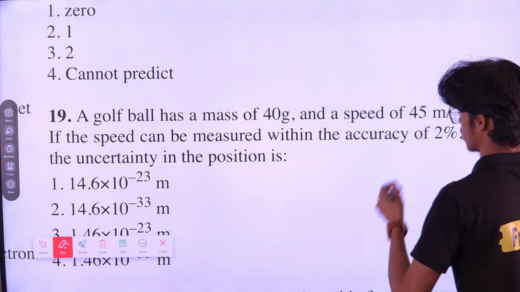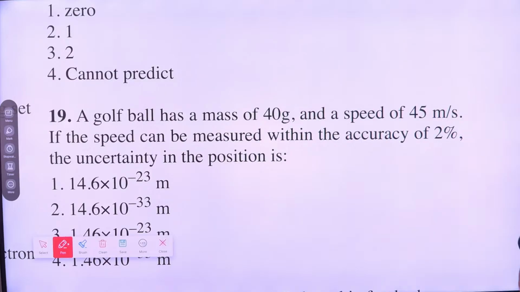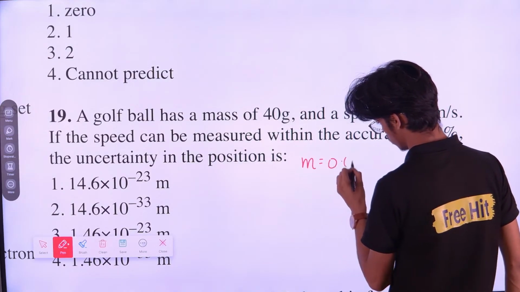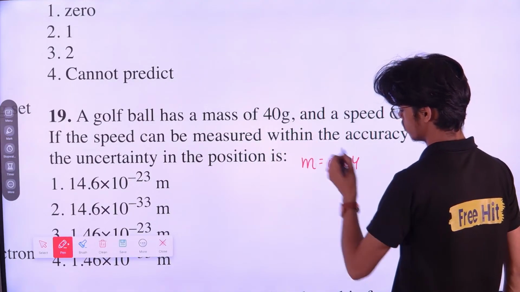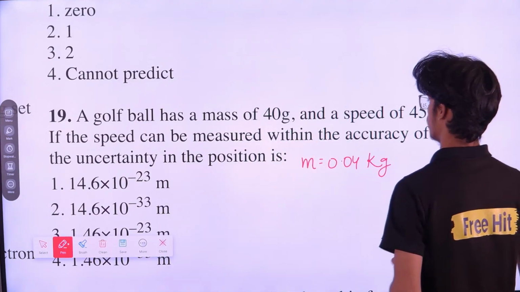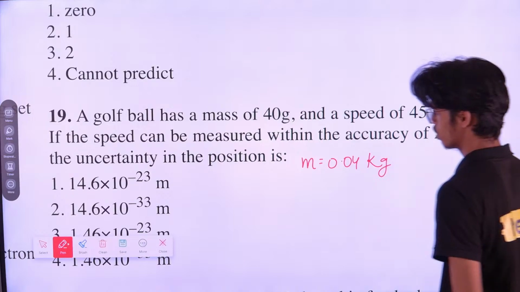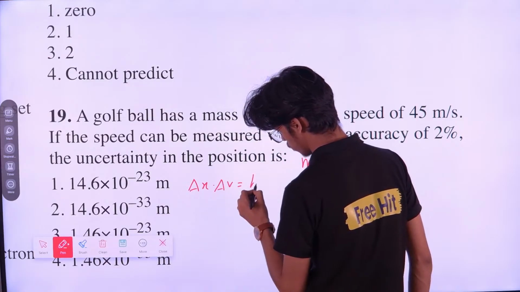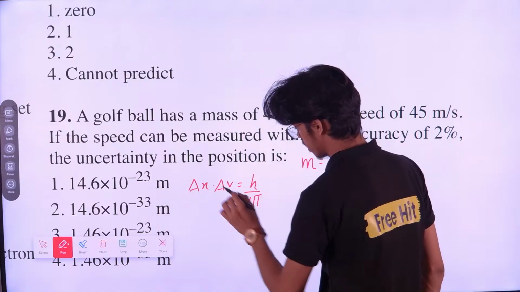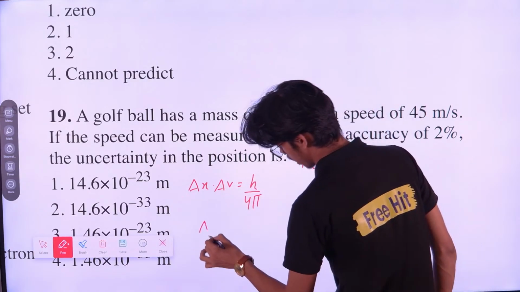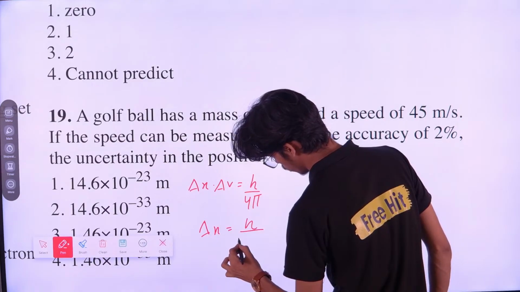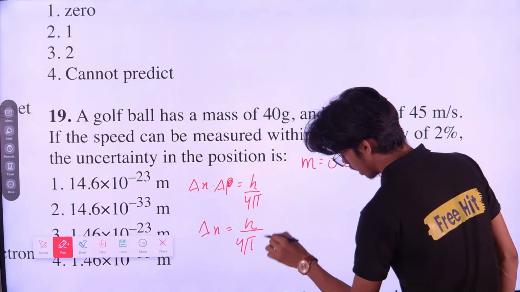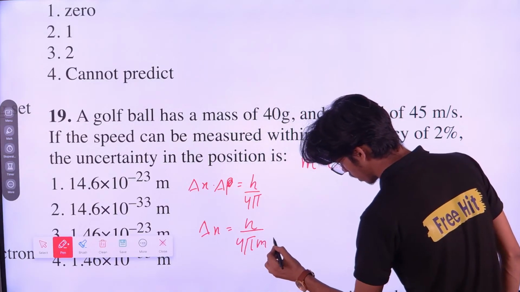See, a golf ball has a mass of 40 gram. If you convert this mass 40 gram into kg, it will be how much? I think 0.04, right. 40 gram is 0.04 kg, and the speed is 45 meter per second. Do we know the equation? Delta x dot delta p is equal to h by 4 pi, right? So delta x is equal to h by 4 pi delta p. Instead of writing delta p, I am writing m into delta v.